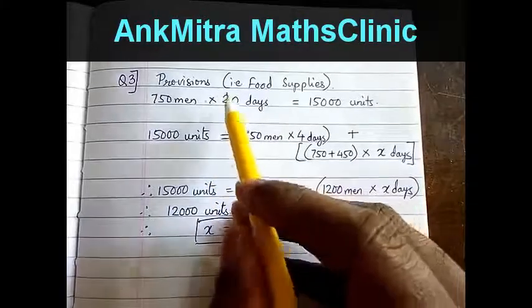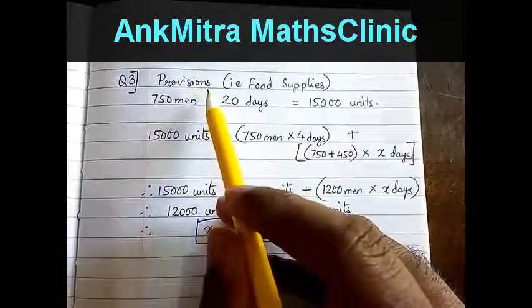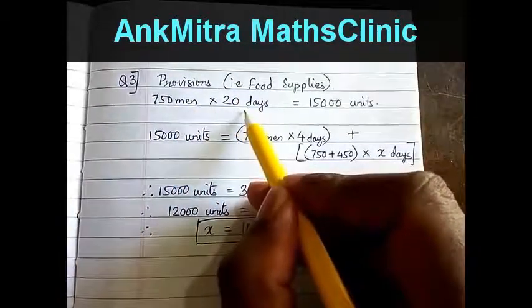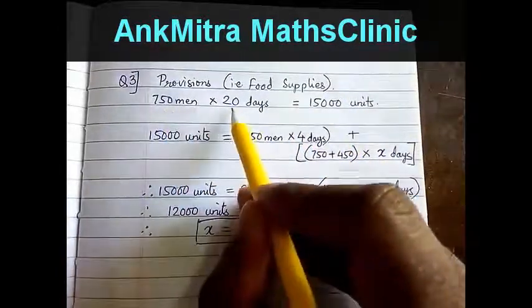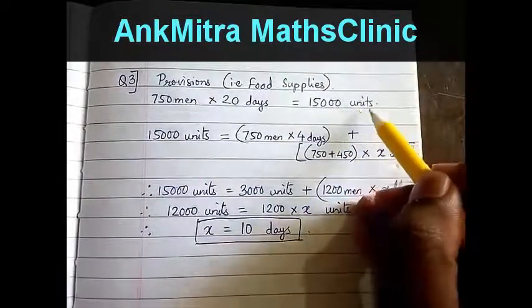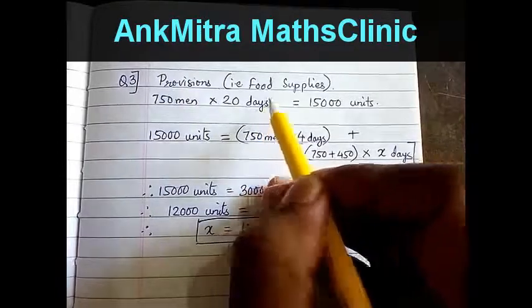In this question, they are given that provisions in a garrison are enough for 750 men for 20 days. That is, the total quantity of food supplies is 750 multiplied by 20, that is 15,000 units. In this case, the unit is in terms of number of men multiplied by number of days.